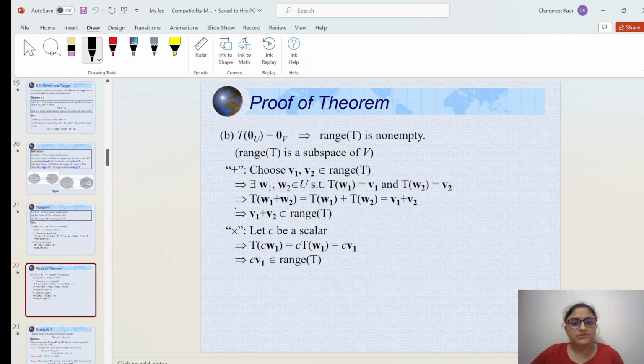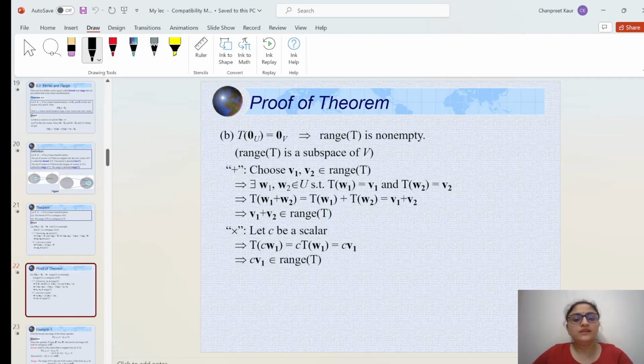Similarly, for the range, definitely 0 of V can be represented as T applied to 0 of U. So this element has a pre-image in U. So it is a member of the range space. It is non-empty. So the range space of T is definitely non-empty.